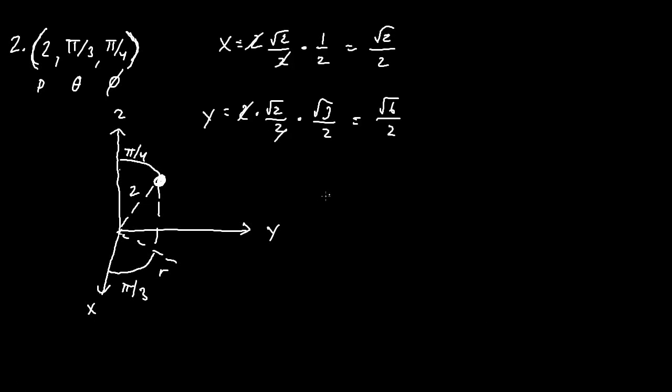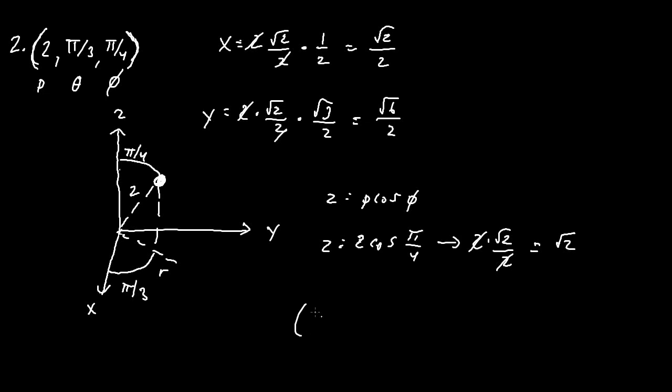And now for z, z is going to equal rho cosine of phi. And so z will equal 2, which is rho, times cosine of phi, which is pi over 4. So cosine of pi over 4 is square root of 2 over 2. So we get 2 times the square root of 2 over 2. The 2's will cancel, and we're left with the square root of 2. So our final rectangular coordinate here is going to be the x coordinate, square root of 2 over 2, the y coordinate, square root of 6 over 2, and then the z coordinate, which is square root of 2.